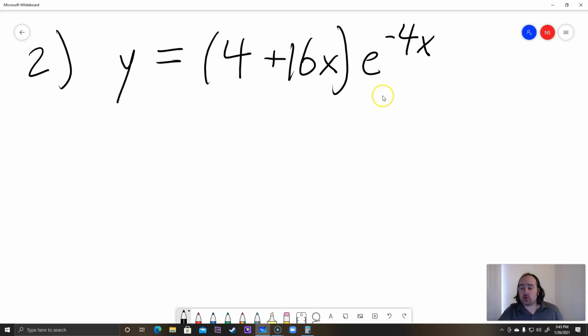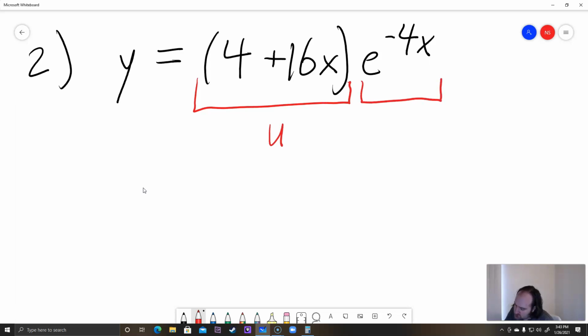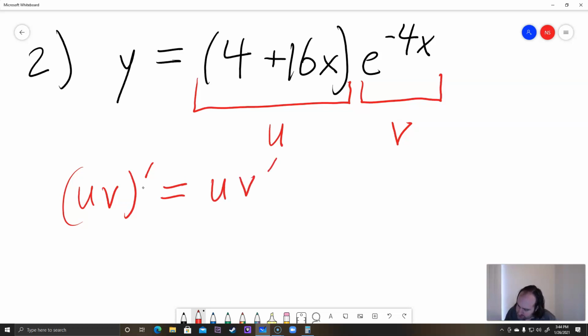Okay, so we have two things multiplied together. Each one is a function of x. So I'm going to go ahead and use the product rule again here. So labeling stuff, here we have u is going to be 4 plus 16x, and then v is going to be e to the negative 4x. Okay, and then the product rule says that uv parentheses prime equals uv prime plus u prime v.